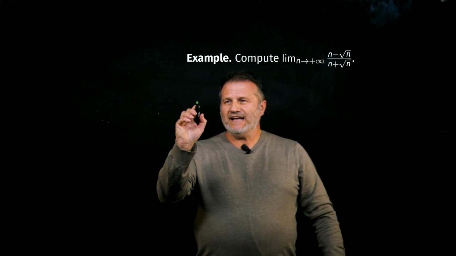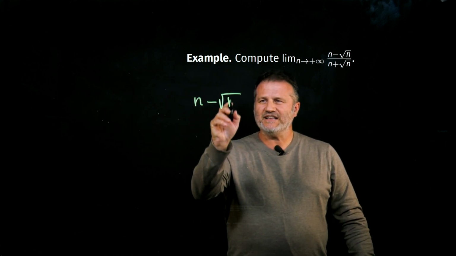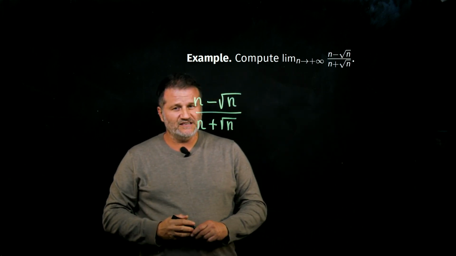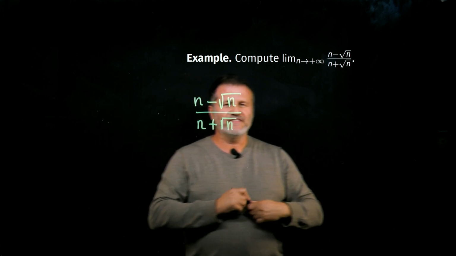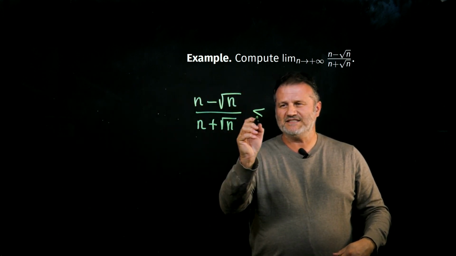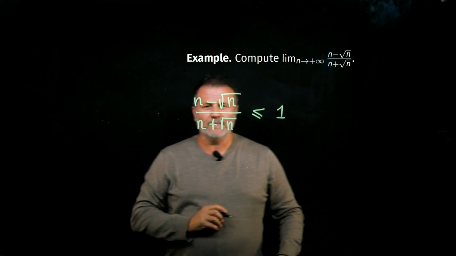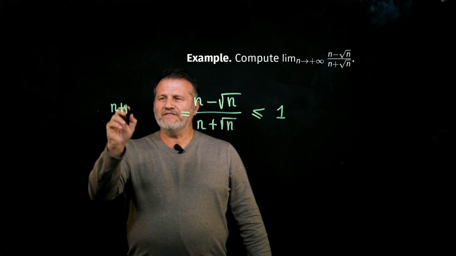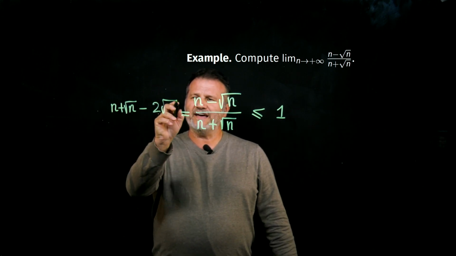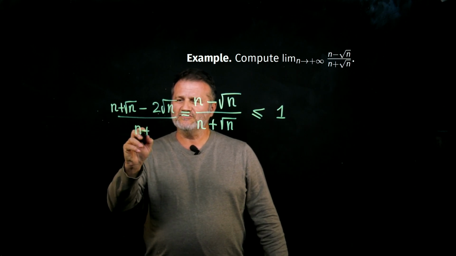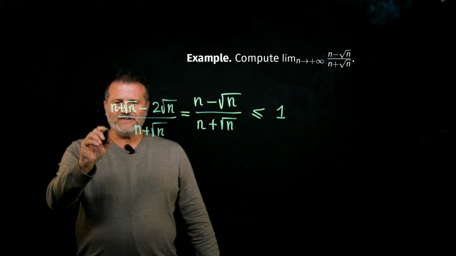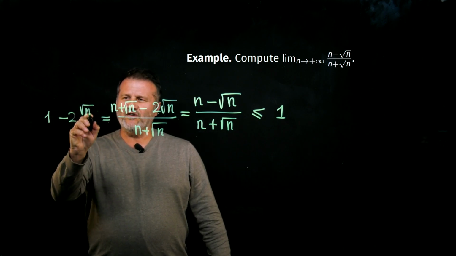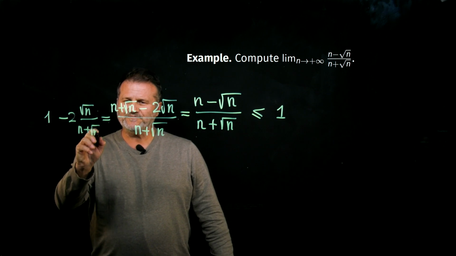Now, we could notice, more precisely, that if we take the number (n minus root of n) over (n plus root of n), clearly the numerator is strictly less than the denominator. Then, since this one is positive, this fraction is less than 1, so we can just write less or equal than 1. On the other side, if we add and subtract root of n in the numerator, we have (n plus root of n minus 2 root of n), divided by (n plus root of n), and then we split this fraction, obtaining 1 minus 2 root of n over (n plus root of n).